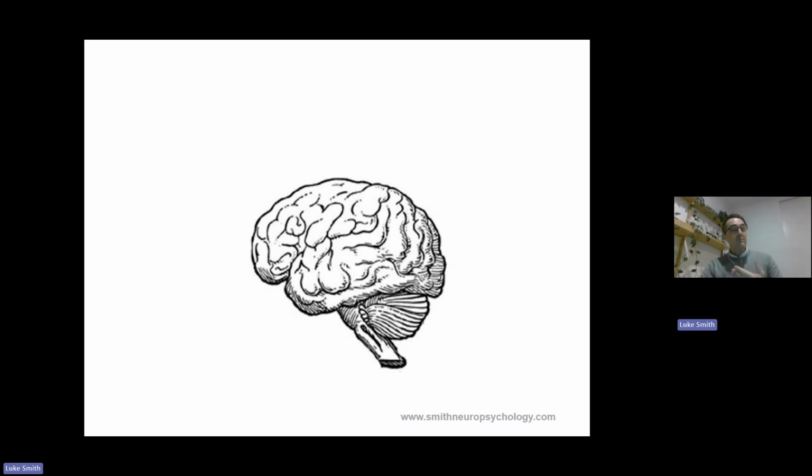Now, a neuropsychologist most of the time does not diagnose dementia by themselves. They do it as part of a larger team. And this is just a general way of showing you how I might use this information when I'm considering what condition a person might have.